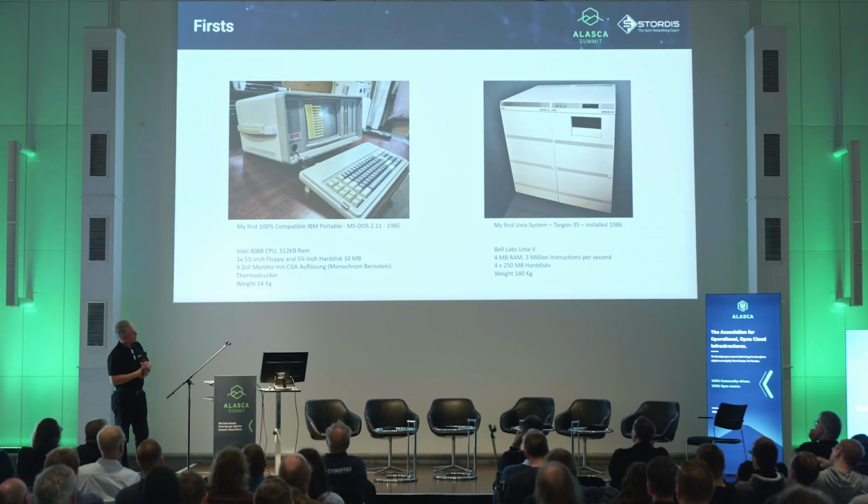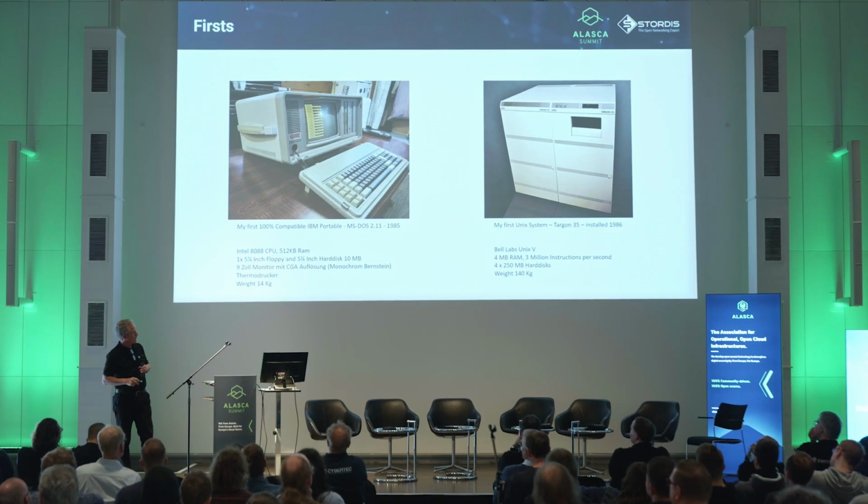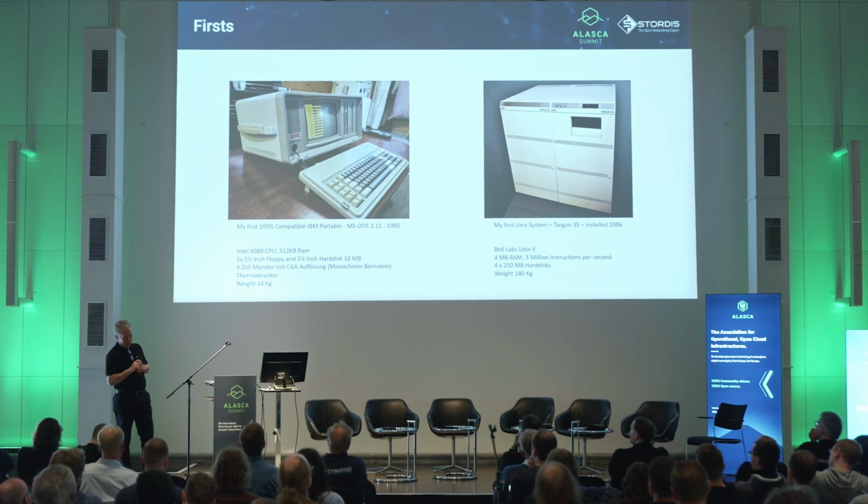Over on the right, my first Unix system, not that I had personally, but that I installed for one of the first customers in Europe. And yeah, that was a Unix 5 system. Oh yeah, Bell Labs Unix 5. Super system, 3 million instructions per second, 1 gig of hard disk, weighing in at, I think it was 140 kilos, but I really can't remember.